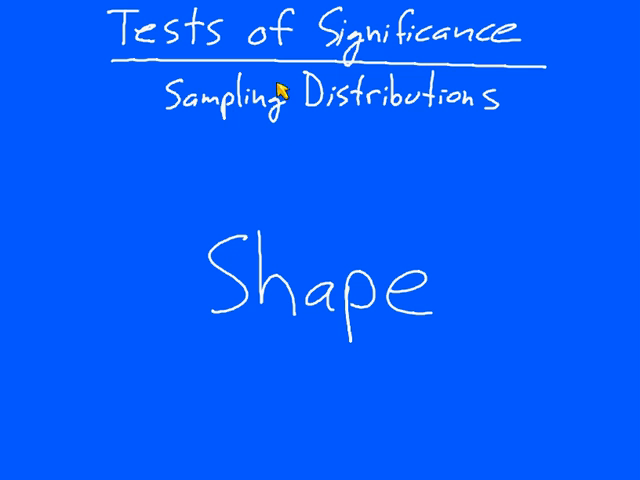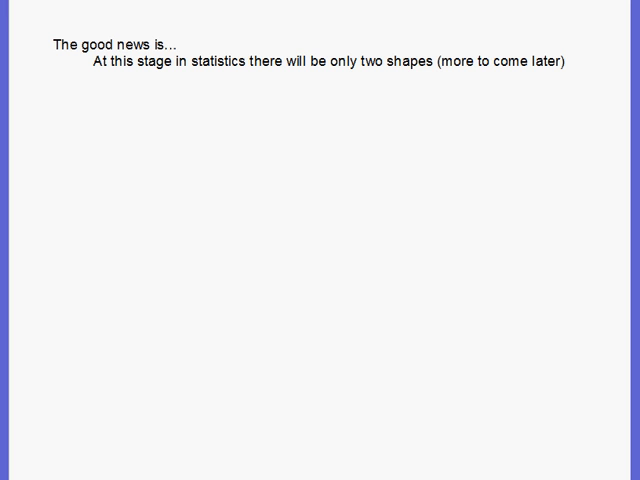Well, in this video, we're going to get more specific. There are really only going to be two shapes that we're going to talk about at this stage. Don't worry, there will be more to come. But at the moment, there'll be just two. The sampling distributions will either be normal distributions or what are called T distributions, or I suppose neither. That's also a possibility.